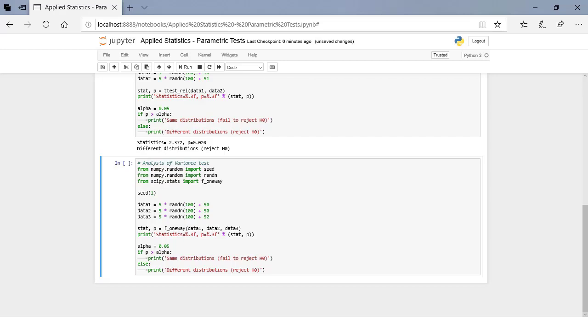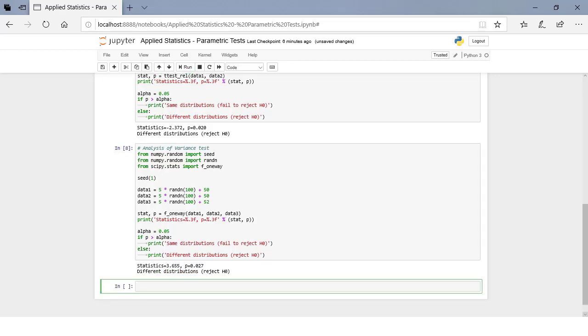The test requires that the data samples are Gaussian distributions, that the samples are independent, and that all the data samples have the same standard deviation. The ANOVA test can be performed in Python using the f_oneway scipy function. The function takes two or more data samples as arguments and returns the test statistic and p-value. You can modify the test problem to have two samples with the same mean and a third sample with a slightly different mean. You would then expect the test to discover that at least one sample has a different distribution. Running the example calculates and prints the test statistic and the p-value. The interpretation of the p-value correctly rejects the null hypothesis, indicating that one or more sample means are different.